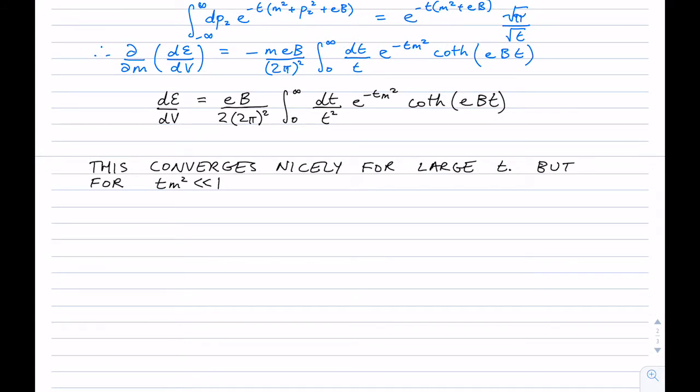So in order to do a small t, where that exponential decay hasn't kicked in yet, we are going to have to do the integral from naught to infinity, but really the upper limit will be of order 1 over m squared. That's the t that we have to get to before the exponential will kick in for us and help us out.